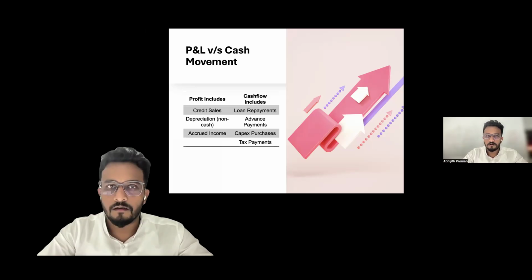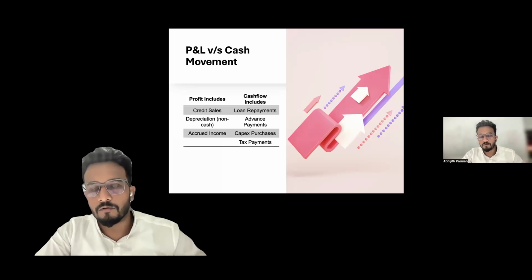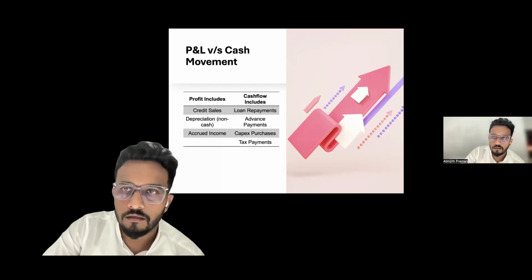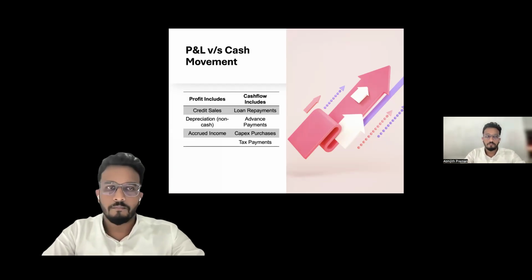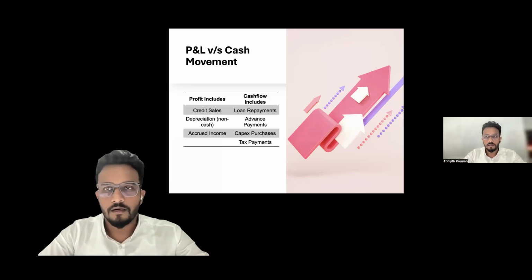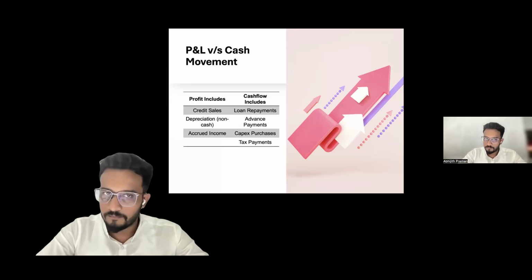Then accrued income, for example, your interest income becomes due. We will be showing that in the P&L, but it will be realized only when we receive the actual money. Also, profit can include your rent or the monthly payment, which we book this month, but the actual payment happens only in the next month.